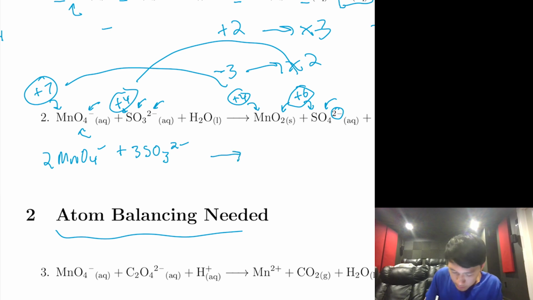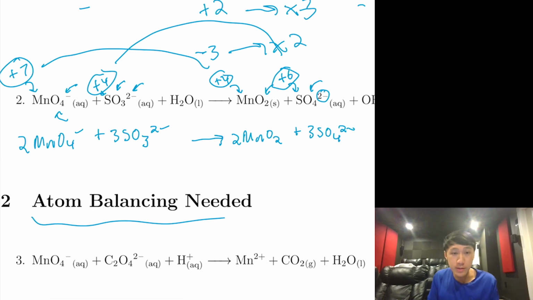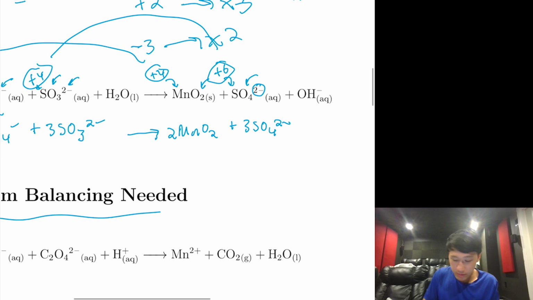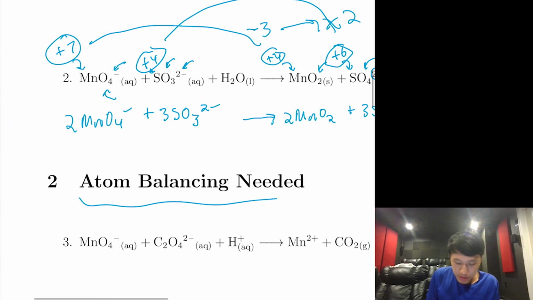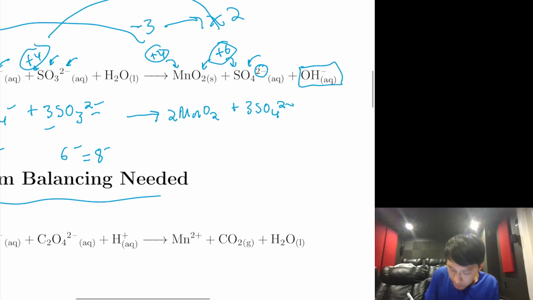Ignoring water, we have 2MnO2 and then plus 3SO4 2 minus. Again, our next step is going to be balancing the charges. This time we're working in basic conditions, so our charge balancer is going to be hydroxide. So let's count the charges on each side. This is 2 minus here, and then 3 times 2 minus here, so that's going to be 6 minus. So overall is 8 minus. And then on this side, we're going to have 3 2 minuses, so that's 6 minus. And to make these equal, we're going to need to add 2 minus to the right side. So this is going to be plus 2 OH minus.